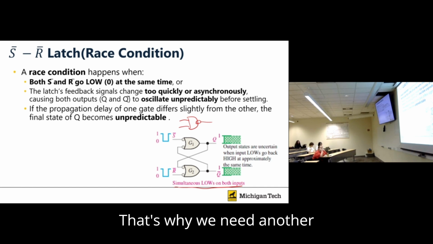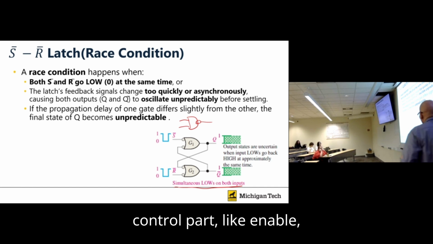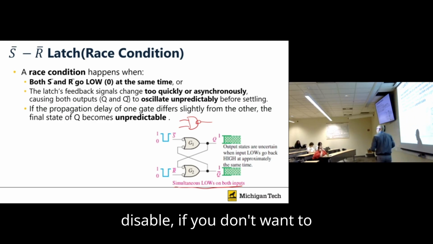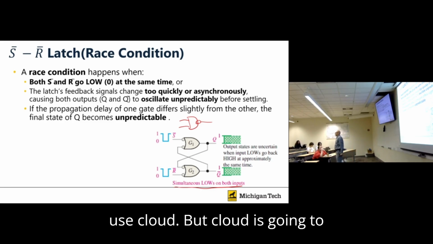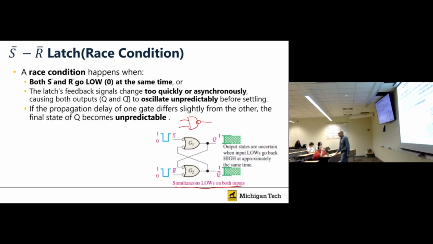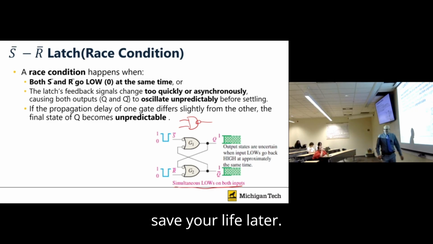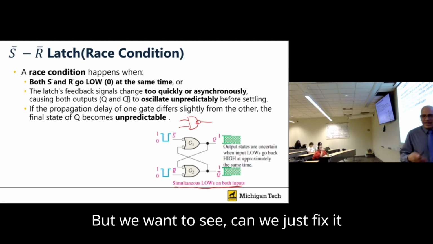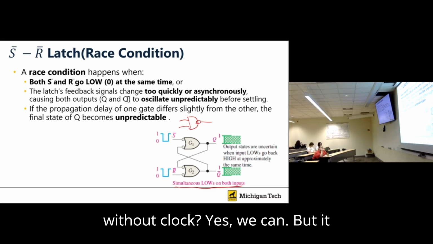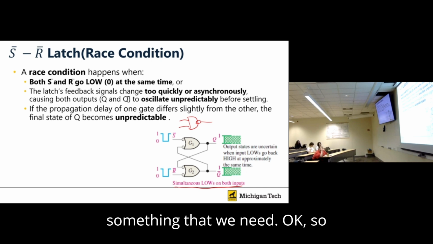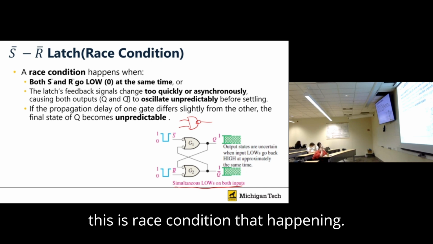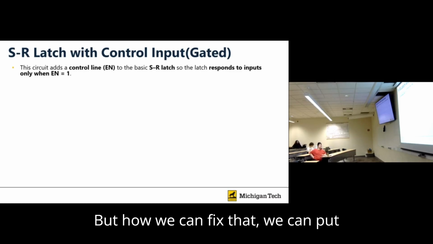That's why we need another control part, like enable, disable, if you don't want to use a clock. Still, we are resisting, don't use a clock. But the clock is going to save your life later. But we want to see, can we just fix it without a clock? Yes, we can, but it still is not a permanent solution. A clock is something that we need. Okay, so this is the race condition that is happening. But how can we fix that?